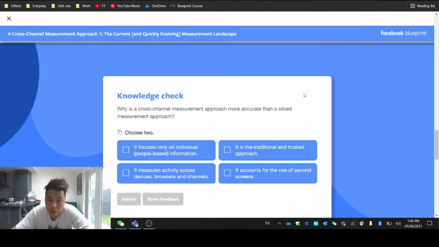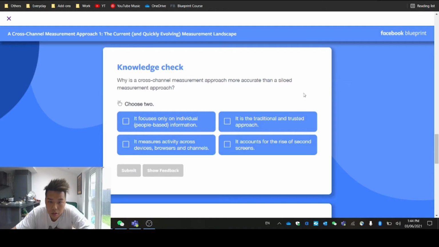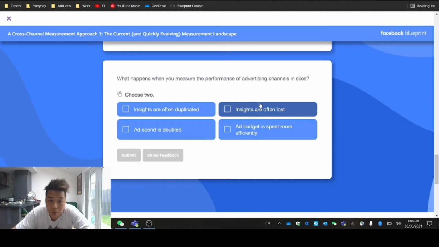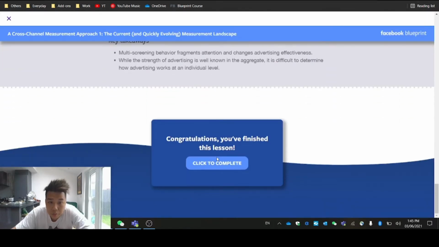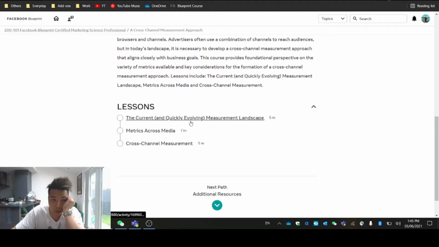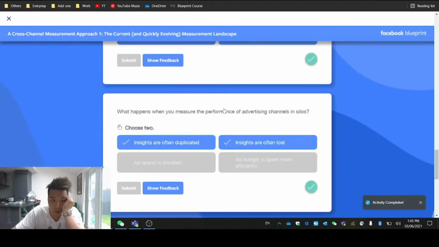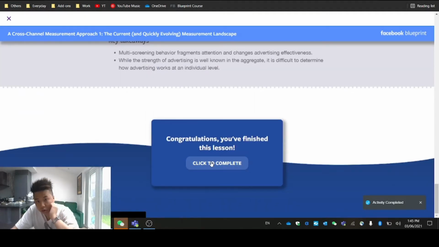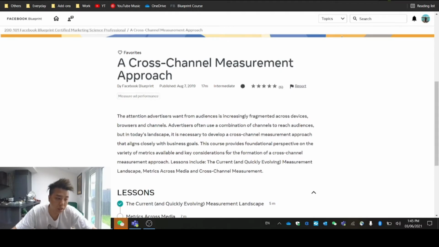Why is a cross-channel measurement approach more accurate than a CL measurement approach? It accounts for the rise of second screen, yes. What happens when you measure the performance of channels in CLs? Spend more effectively, insights are often duplicated. Insights are lost. Yes. So that's quite a nice and easy one. Why is it not showing? Yeah, actually we need to click that again. So it shows that it's done.